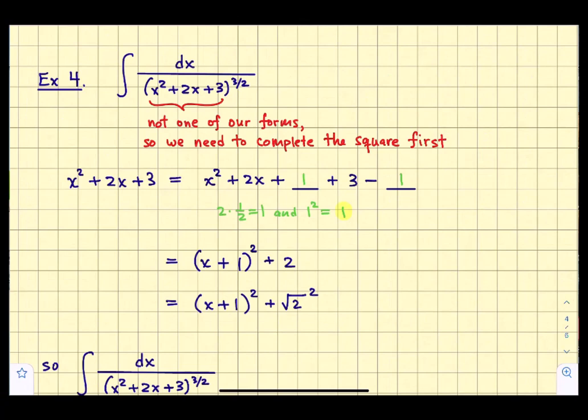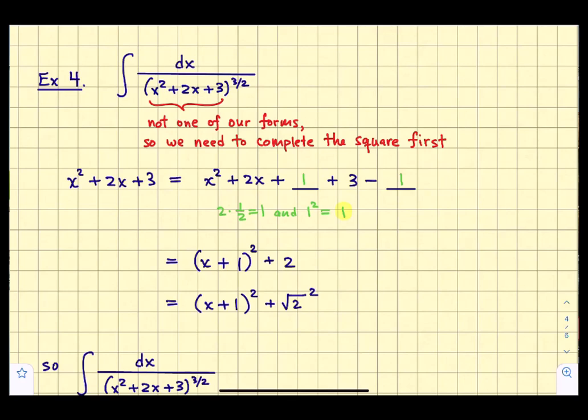Let's look at one more example on how to handle a situation when the given integral doesn't exactly match one of the three forms that we had before. Sometimes you have to do a little algebra in order to manipulate the given integrand into a form where you can execute one of the substitutions that we talked about earlier. So take a look at this one, where we have the integral of dx over x squared plus 2x plus 3, all raised to the 3/2 power.